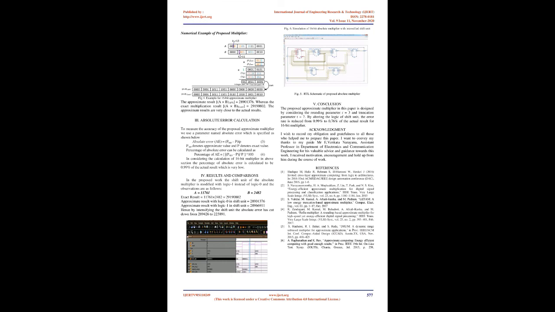Hence, by intensifying the shift unit, the absolute error has cut down from 289,426 to 223,891. Fig 6. Simulation of 16-bit absolute multiplier with intensified shift unit. Fig 5. RTL schematic of proposed absolute multiplier.